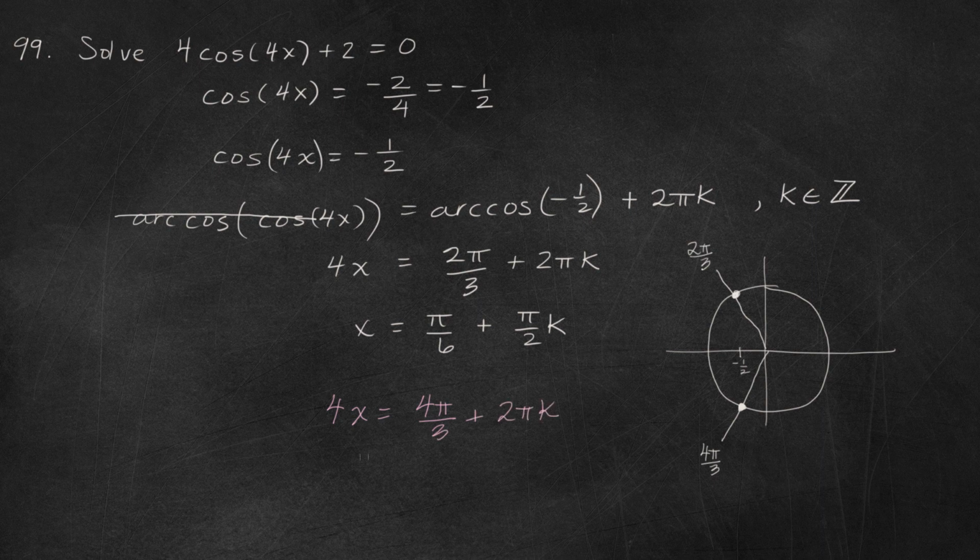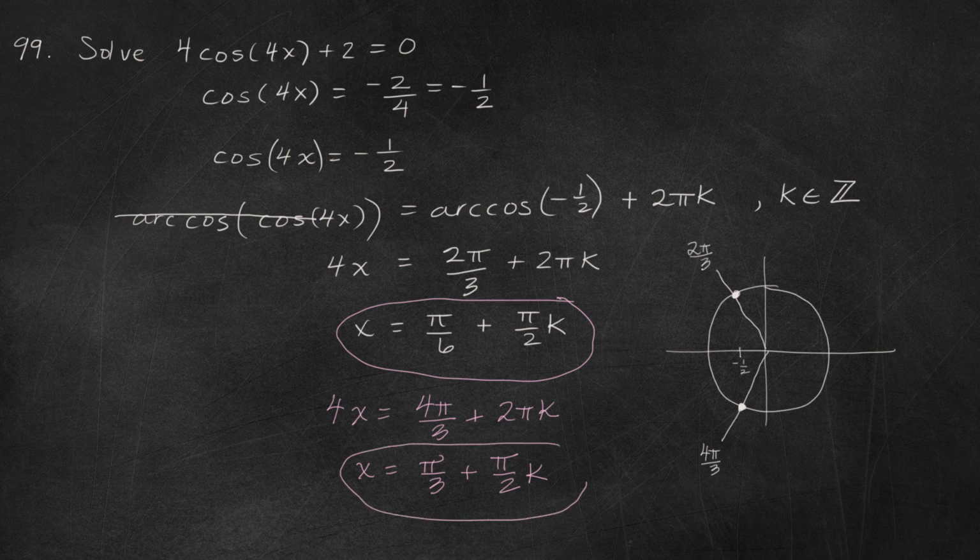And here, if I divide both sides of the equation by 4, I get x equals pi over 3 plus, and then 2 pi k divided by 4 is pi over 2 k. So my complete set of solutions would be pi over 6 plus pi over 2 k and pi over 3 plus pi over 2 k. Number 100. We're almost there.